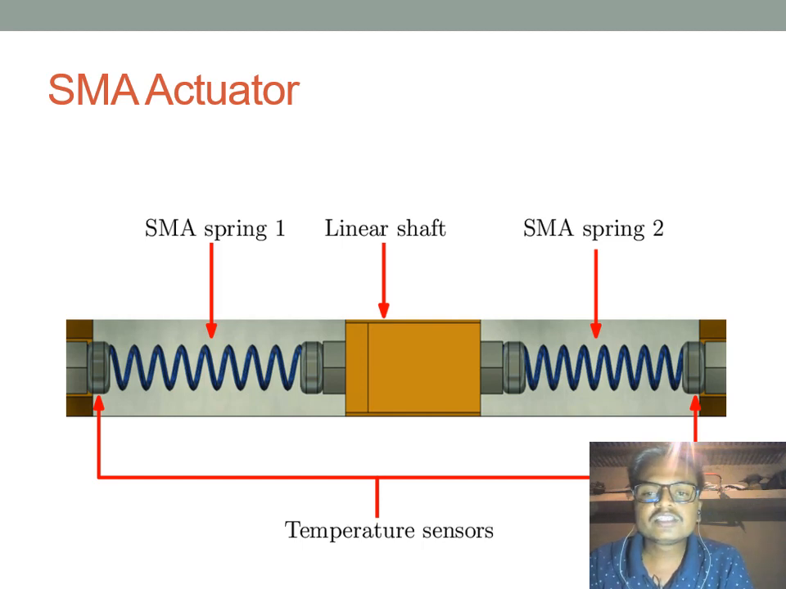When we heat spring 2, spring 1 will automatically be strained to the right. When we need to move the linear shaft to the left, we will heat spring 1 and spring 2 will be strained. This is how we can use the SMA springs for actuation.